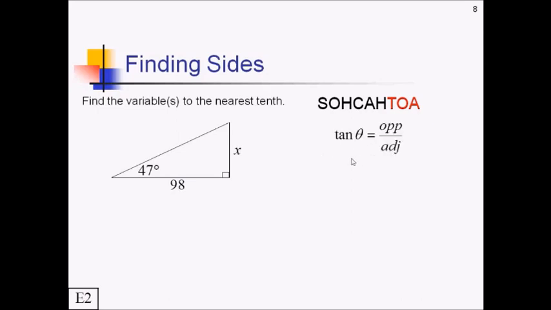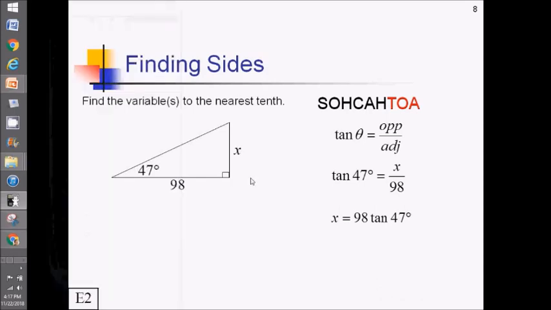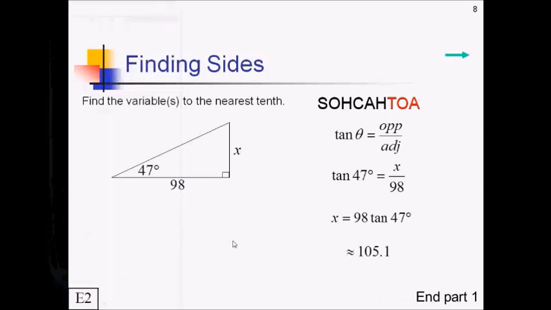Putting in our information, we have tan of our angle, 47, equals, we said the opposite side was x, the adjacent side was 98, so x over 98. Solving for x, we can do that by just multiplying both sides by 98. So x is going to be 98 times the tangent of 47. Time for the calculator now. So I'm plugging in 98 times tangent of 47. Comes out to 105.1 if I round that off.